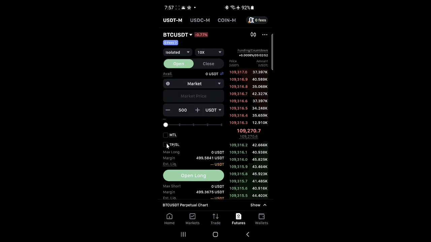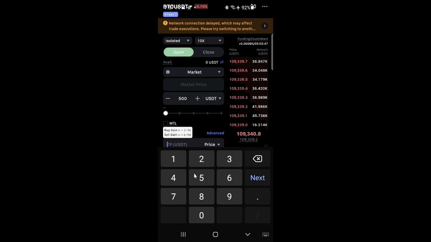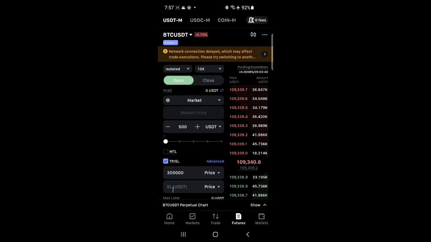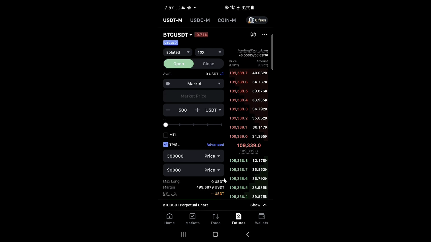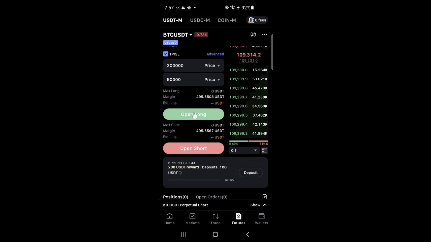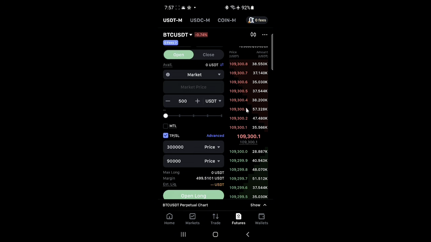And I'll click on this small icon for TP and SL. And I'll put in my take profit, which was 300k. I'll type in 300k. And my stop loss, which was 90. And I'll put in my stop loss, and I'll hit done, and I'll scroll down and open long. So this is how you're going to predict if you want to open a trade for a long position in the market. So you see, you just put in the values and you open long. That's how you're going to open long for the market.